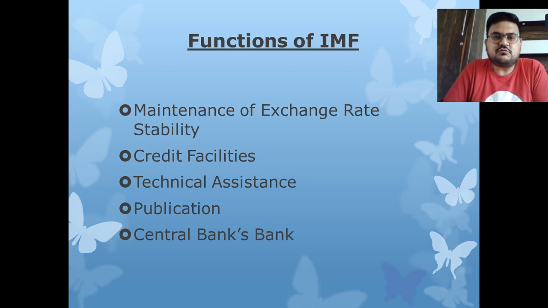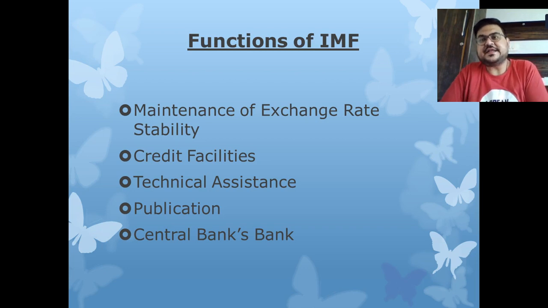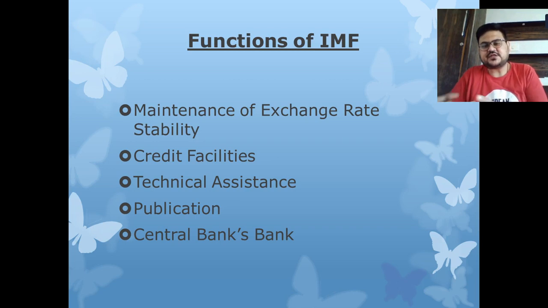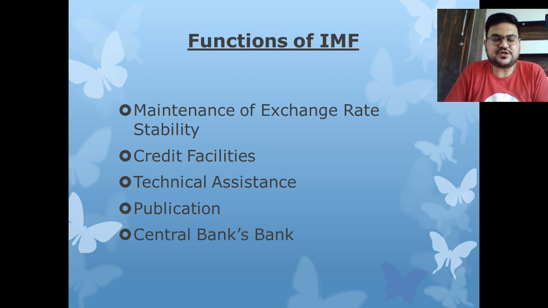Functions: what do they do? What different activities are they into? So there is maintenance of exchange rate stability. We saw it in the previous point also. They want to see to it that exchange rate is maintained. They don't want to create a situation where exchange rate is changing on a regular basis. So they want to control that. They want to maintain that.